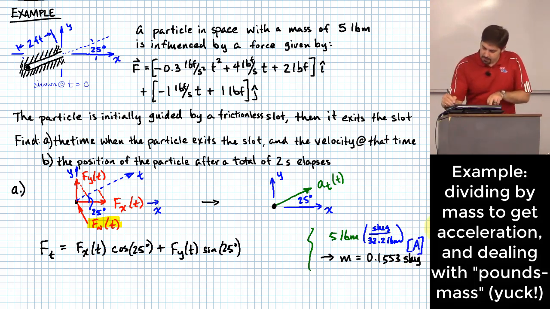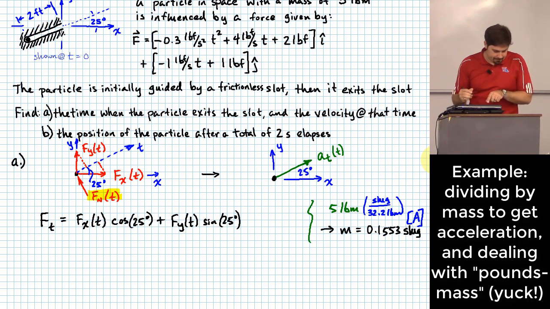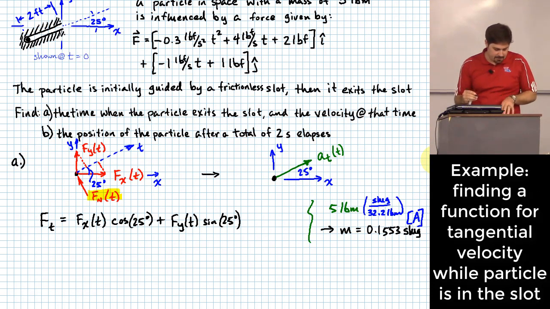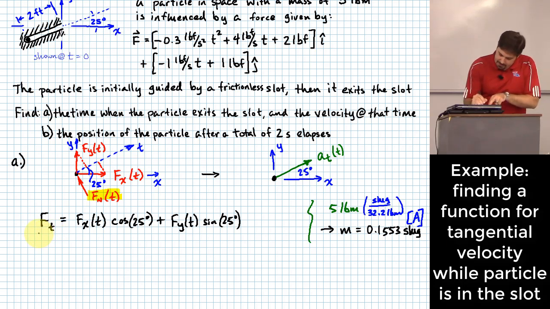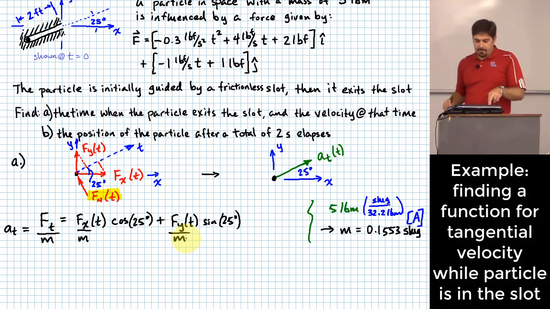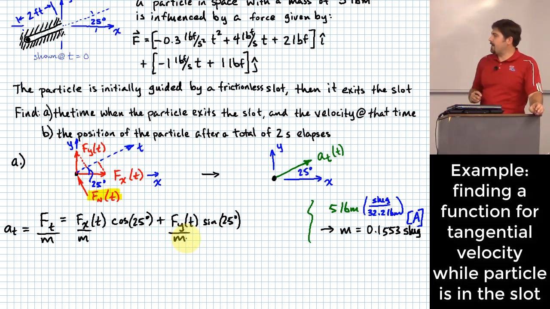Well, let me actually start putting these in here and writing this stuff out. So if I divide this by m, what this gives me is an acceleration in a tangential direction. Would you agree with that? And I would have to divide all of this stuff by the mass. This is because F equals ma. Another way to say that is that a is equal to F over m.